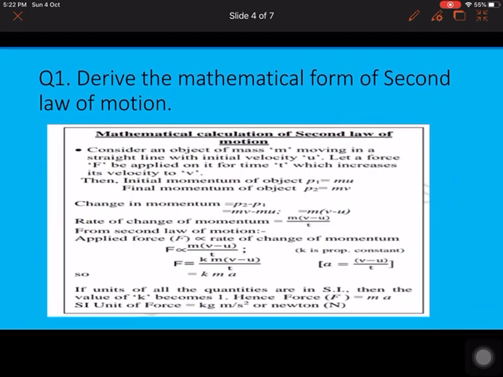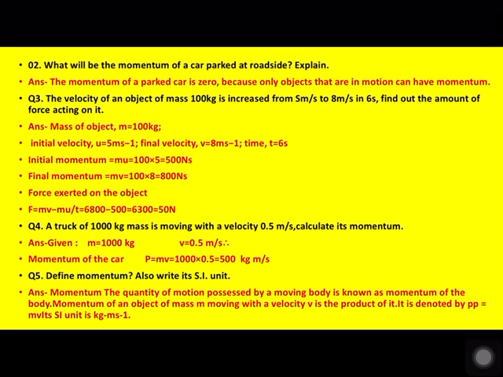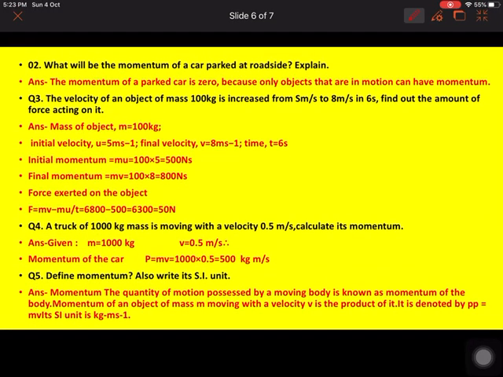Let's see the question answers. Derive the mathematical formula of the second law of motion. It is from your worksheet, you can easily do it. Next is the second question. What will be the momentum of a car parked at the roadside? Explain. The momentum of a parked car is 0, because only objects that are in motion can have momentum.